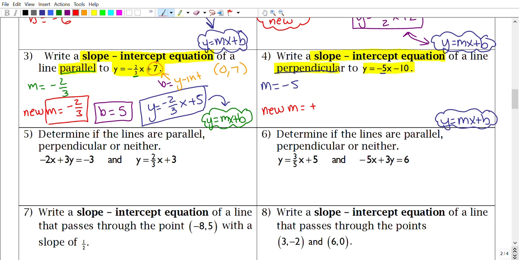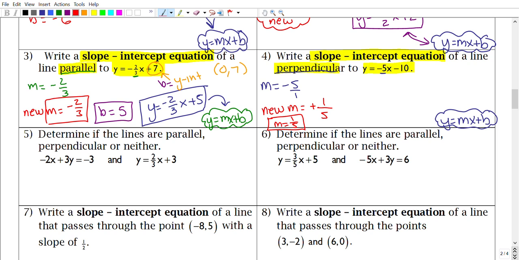Okay? Now, the original one was just a negative 5. It wasn't even a fraction, so we can't really do the reciprocal yet. But remember, we can always put that original slope over 1. So now if I flip them, if I do the reciprocal, my new slope, instead of 5 over 1, it's going to be 1 over 5. So it's going to be a positive 1 over 5. Okay, positive 1/5. Okay, so once again, I now have an opposite and reciprocal slope.